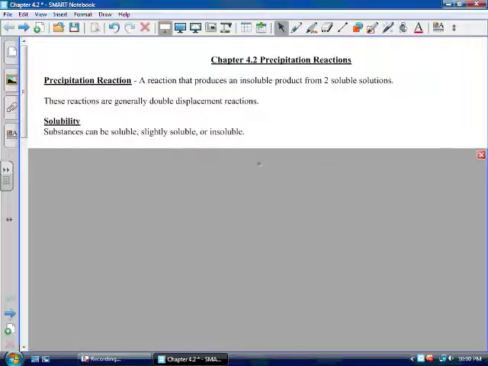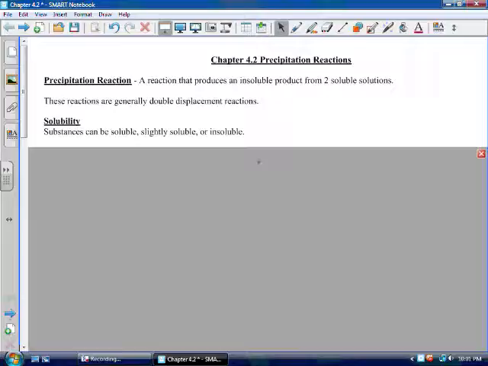Now, we talked about the word soluble. We said something that is soluble has different degrees of solubility. Substances can be soluble, slightly soluble, or insoluble. And as we said before in section 1, in order for something to be considered soluble, we say that the majority of the substance will dissolve in solution.